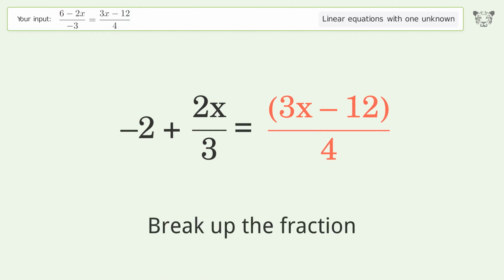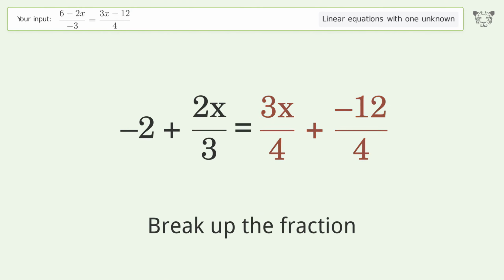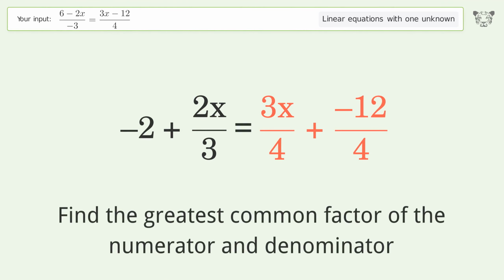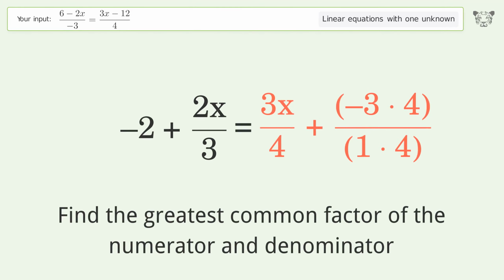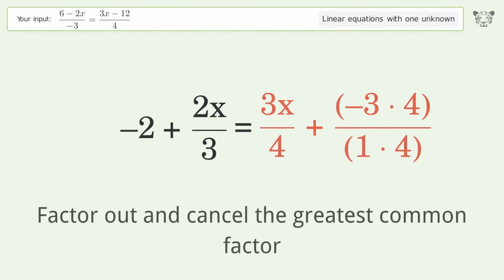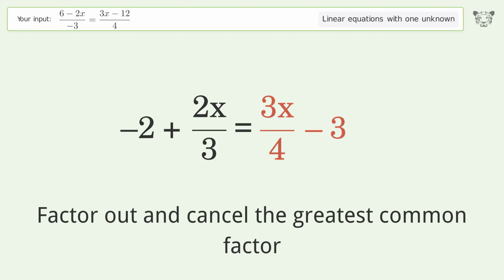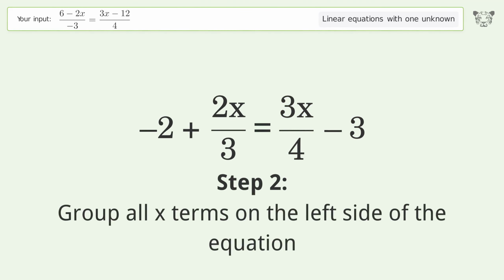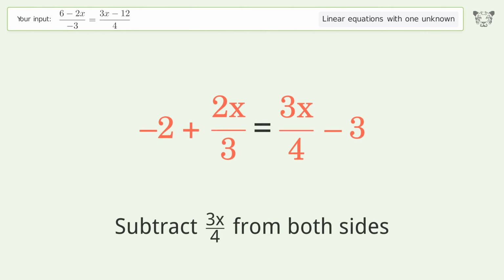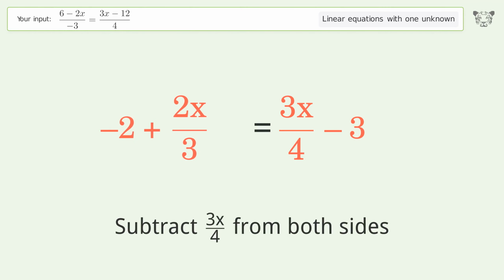Break up the fraction. Find the greatest common factor of the numerator and denominator. Factor out and cancel the greatest common factor. Group all x terms on the left side of the equation. Subtract 3x over 4 from both sides.